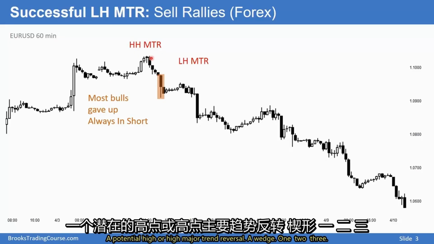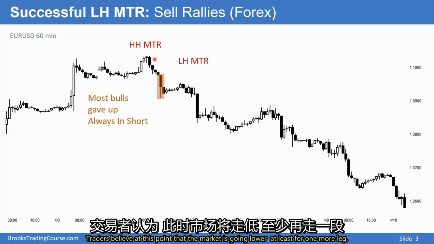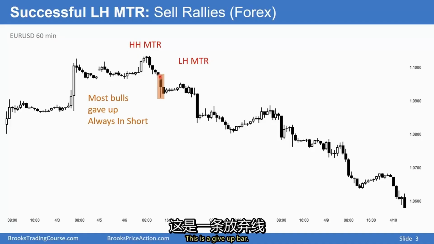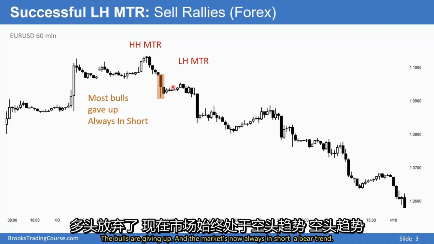A potential higher high major trend reversal, a wedge, 1, 2, 3. Traders believe at this point that the market is going lower, at least for one more leg. This is a give-up bar. The bulls are giving up, and the market's now always in short, a bear trend.